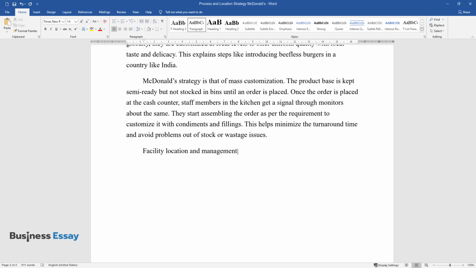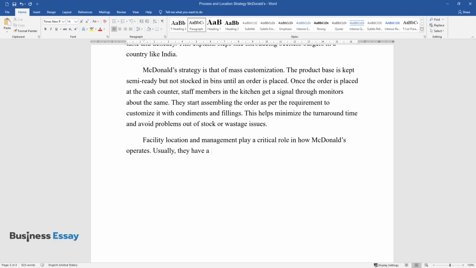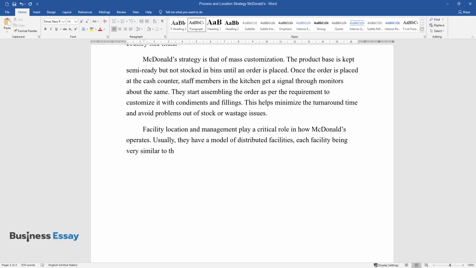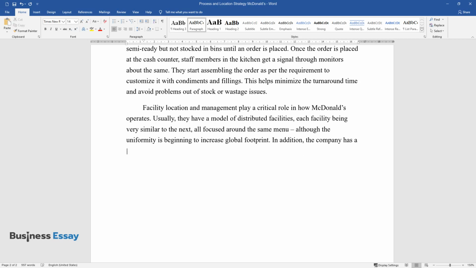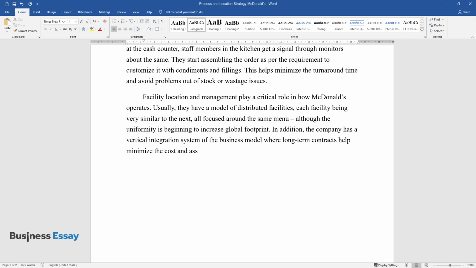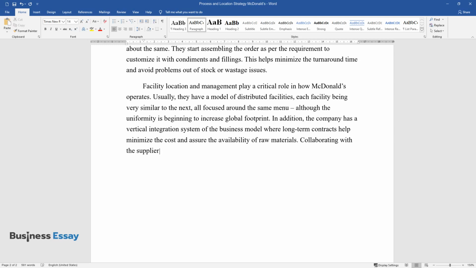Facility location and management play a critical role in how McDonald's operates. Usually, they have a model of distributed facilities, each facility being very similar to the next, all focused around the same menu, although the uniformity is beginning to decrease as the global footprint increases. In addition, the company has a vertical integration system in the business model where long-term contracts help minimize the cost and assure the availability of raw materials. Collaborating with the suppliers also helps promote innovation and quality improvement.